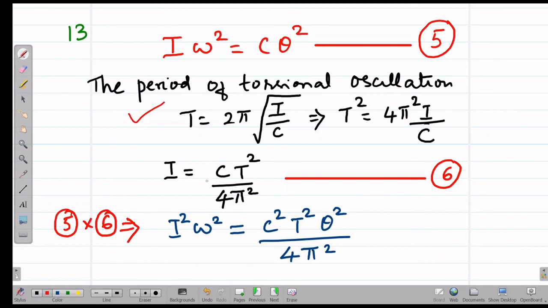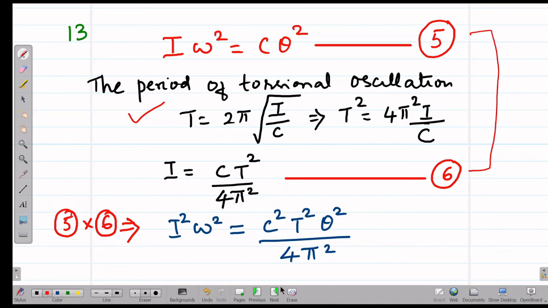So let's look at this equation. I is equal to C T squared by 4 pi squared, that is equation 6. Already in equation 5 we have I omega squared equal to C theta squared. If you multiply equations 5 and 6, what will happen? On the LHS you have I omega squared into I, that is I squared omega squared. On the RHS you have C theta squared multiplied by C T squared by 4 pi squared, that is C squared T squared theta squared by 4 pi squared.